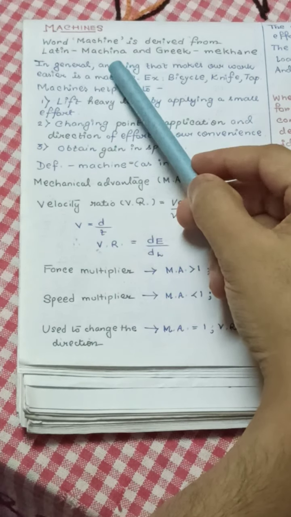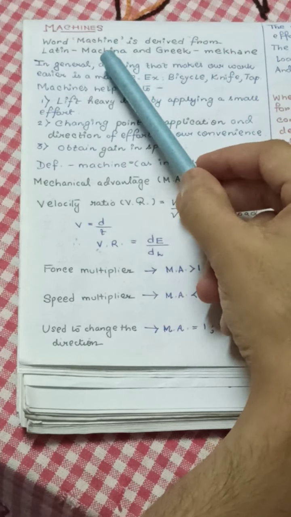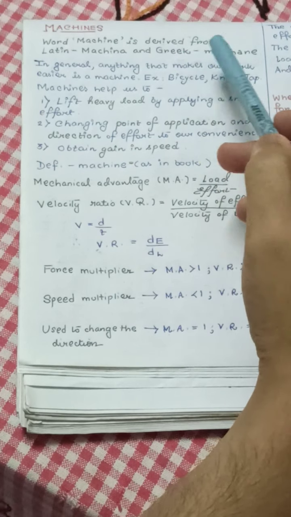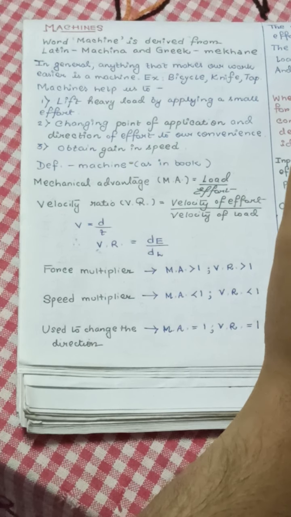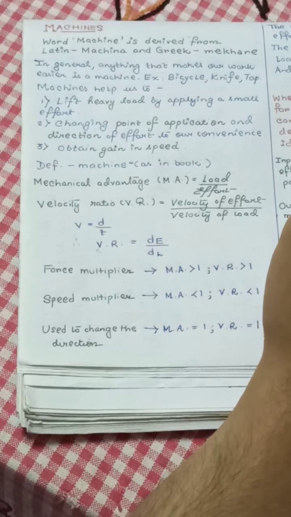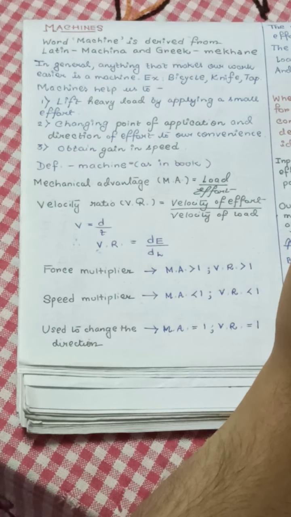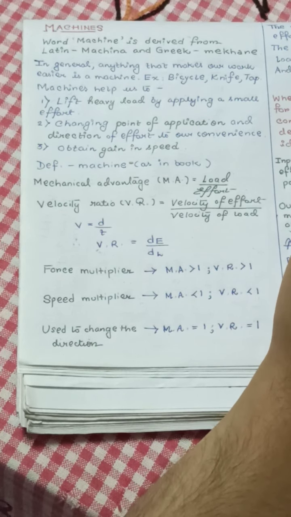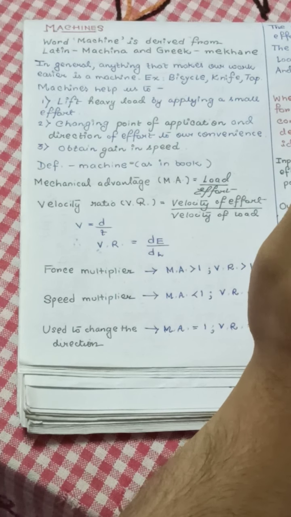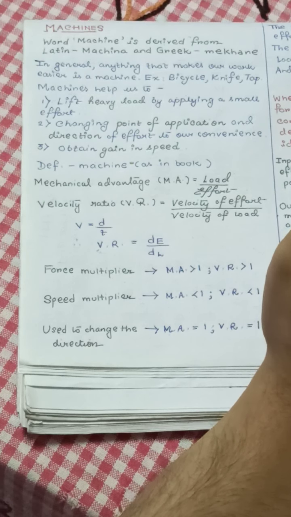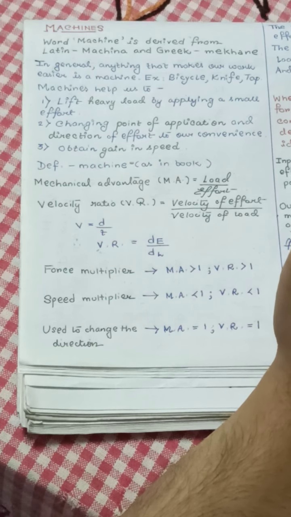The word machine is derived from a Latin word, machina, and that in turn is derived from the Greek word mechain. Now, I may be pronouncing this wrong, but as per the English pronunciation, it's something like mechain. What does it mean? It basically means an assembly of certain parts and portions, each of which has its specific function, all of which work together to accomplish a task.